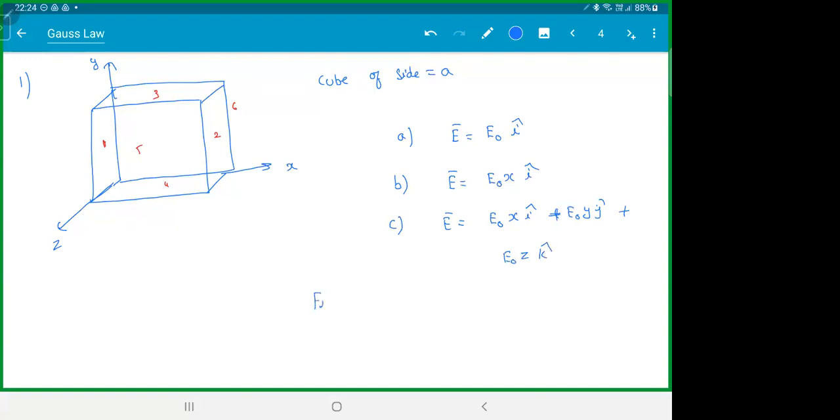Find the flux through each face. Three different questions, six fluxes. So if the field is E naught i cap, find the flux through 1, 2, 3, 4, 5, 6. If the field is E naught x i cap, find the flux through 1, 2, 3, 4, 5, 6, and so on.